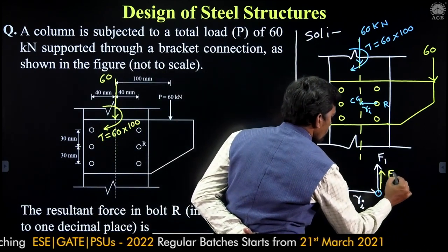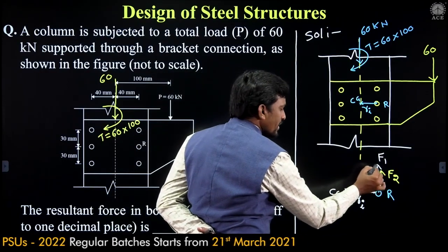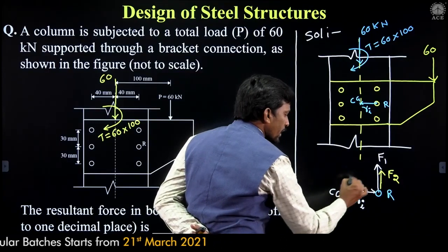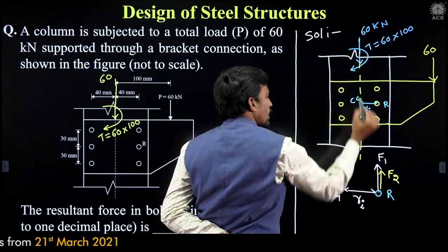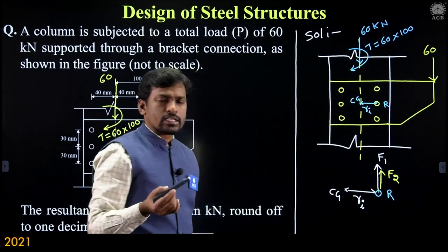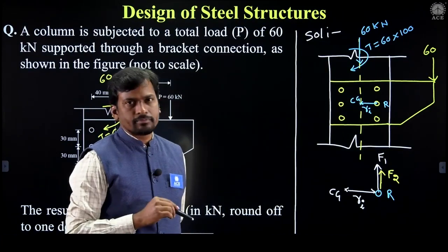So this is F2. Okay, here this F2 toward the center of gravity, clockwise or anti-clockwise? F2 toward the center of gravity is anti-clockwise. Why anti-clockwise? Because this twisting moment is clockwise, then it must be anti-clockwise. Or you can mark it in the direction of forces also, please.